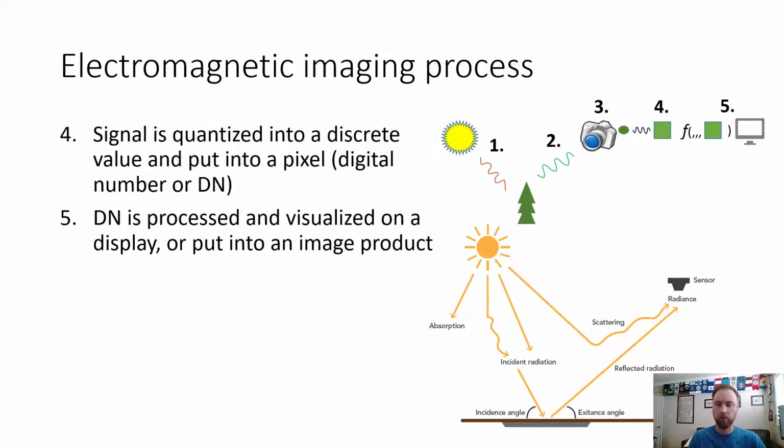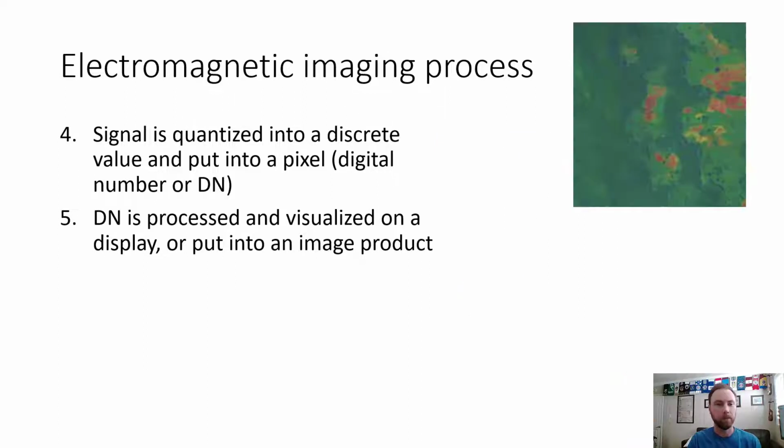In the 4th step, that signal is quantized into a discrete value and put into a pixel. So essentially, the signature is collected and then given a numerical value, and we call that numerical value a digital number or a DN. And then finally, the DN is processed and visualized on display, your monitor, or put into an image product, so perhaps a GIS layer of some sort. So you can think of it as 5 steps.